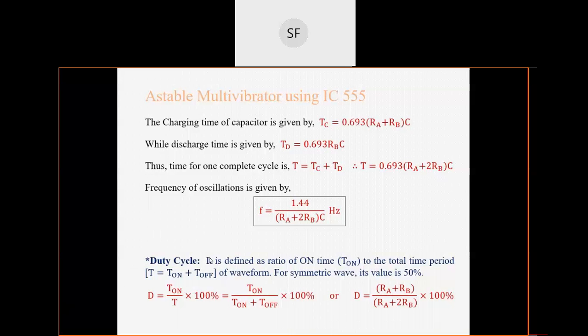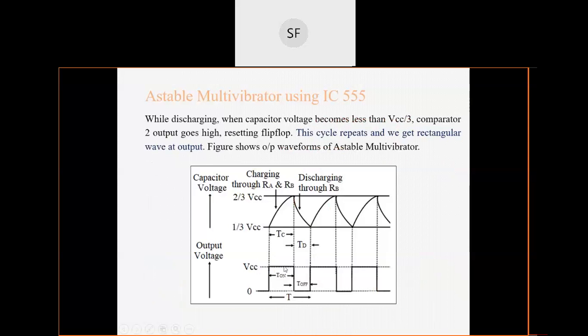Before proceeding to the numericals, you should remember these formulas again. The charging time of the capacitor, TC, is given by this expression. Charging time is also nothing but the on time, as we have seen in the waveforms. This much is the charging time of your capacitor, and it is equivalent to the on time, that is, when your output is high.